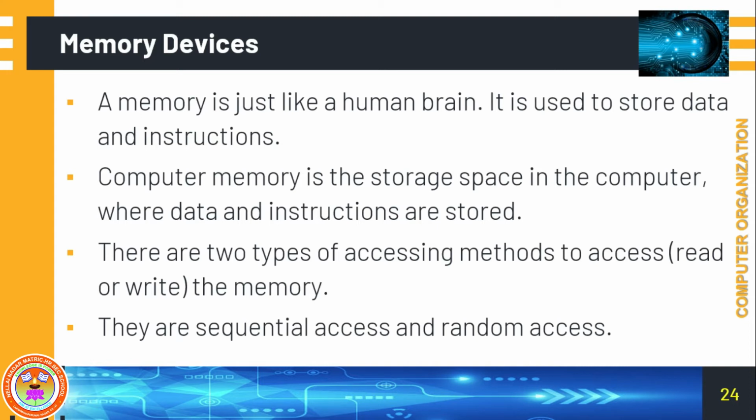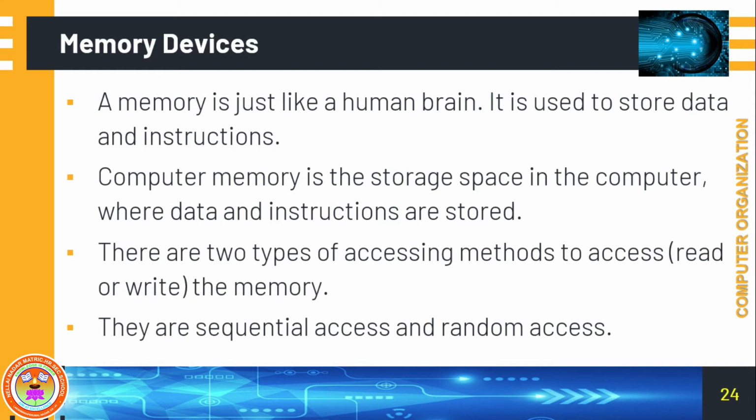In a computer, the memory is the storage space. It is the location or storage space to store the data and instructions. Of course, we already know these things well. So there are two types of accessing methods to access the memory. One is the read method, another is the write method. And they are sequential and also random access.